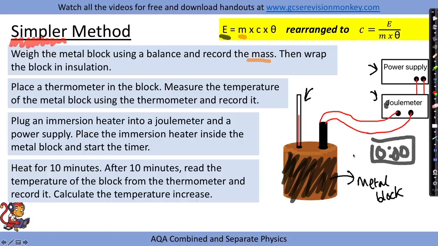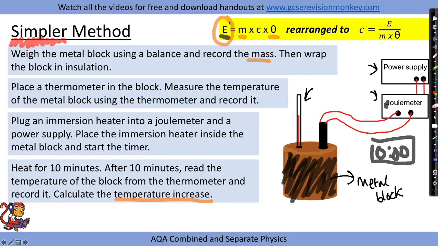Next, we heat it for 10 minutes, and after 10 minutes we read the temperature from the thermometer and record it. And we use this then to calculate the temperature increase. Temperature after minus temperature before gives us the temperature increase. So now we have 3 values which we can use to calculate the specific heat capacity.